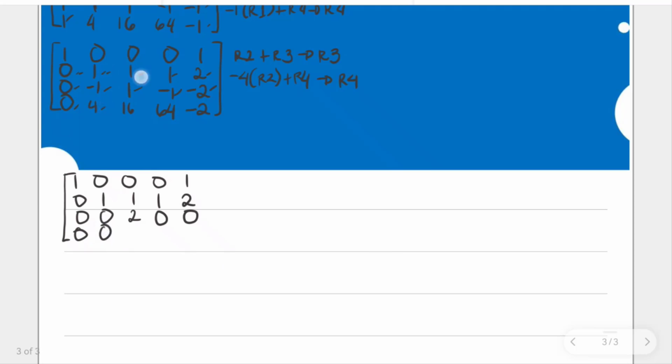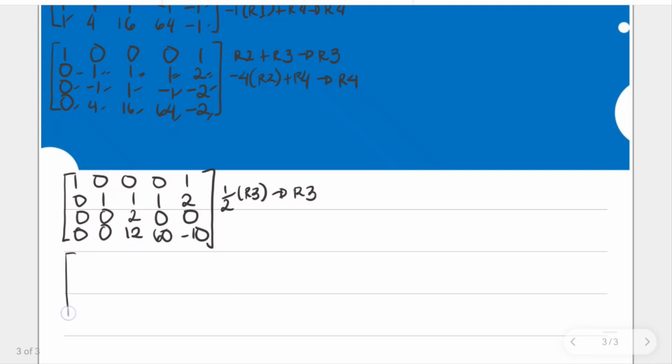Negative 4 times 1 is negative 4 plus 16, 12. Negative 4 times 1 is negative 4 plus 64 is 60. Negative 4 times 2 is negative 8 plus negative 2 is negative 10. Alright. Then we multiply 1/2 to our row 3 for a new row 3 to make this a leading one.